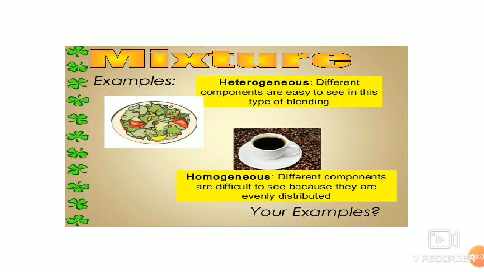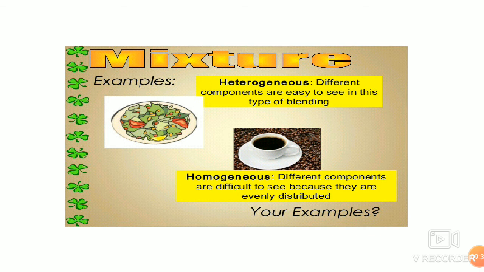Now coming to the homogeneous part. When different components are difficult to see because they are evenly distributed inside the composition, such a mixture is known as a homogeneous mixture. For example, coffee. When you mix in a proportion, you mix them thoroughly, right? And the constituents are evenly distributed. I think you can find more examples. Write in the comment box about your own examples.